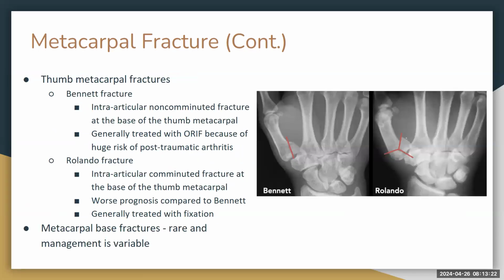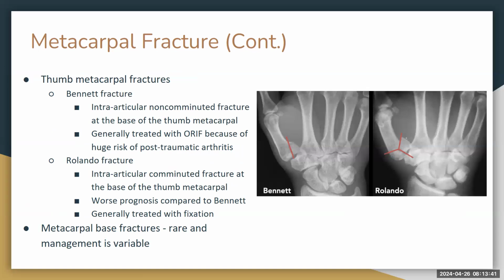Next, thumb metacarpal fracture. So there's a couple special ones here. There's the Bennett fracture. This is an intra-articular non-comminuted fracture at the base of the thumb. They generally like to treat these with ORIF because there's just a huge risk for post-traumatic arthritis.